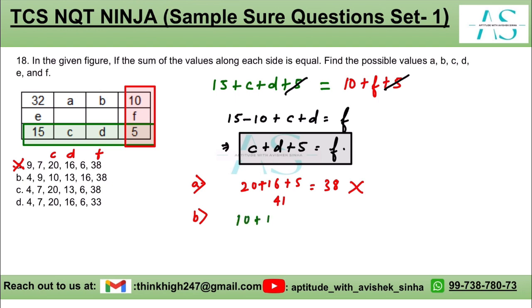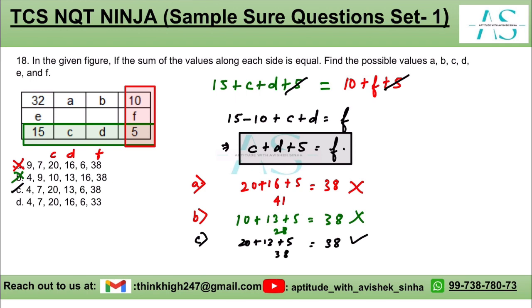10 plus 13, 23 plus 5 is 28, and here we have 38 again. This does not match our answer. Next one. 20 plus 13, 33 plus 5 is 38, and right hand side F value, that is also 38. So this matches. So this will be my answer.